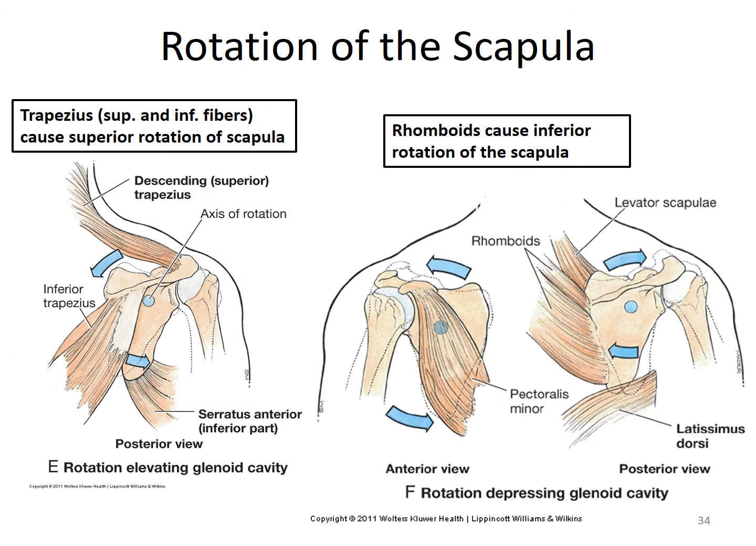The rotation of the scapula is a little more intricate than one might expect, or at least than one might wish for. The trapezius has these superior and inferior fibers that cause superior rotation of the scapula. Rhomboids attaching here can cause inferior rotation of the scapula.